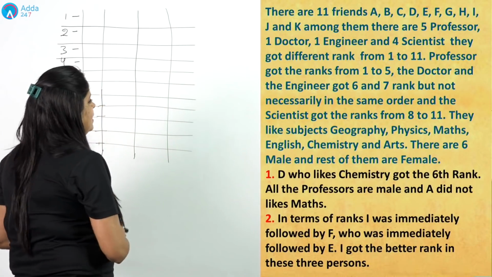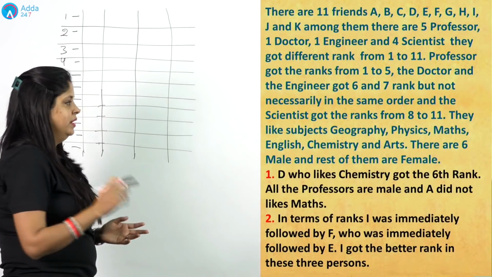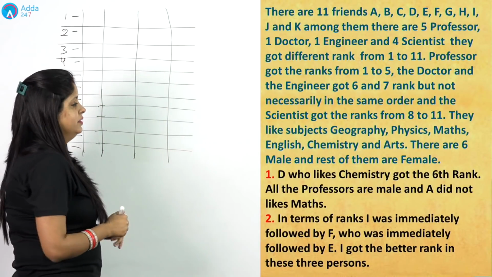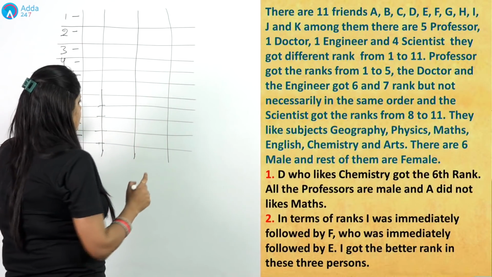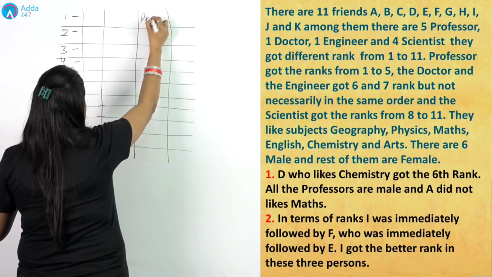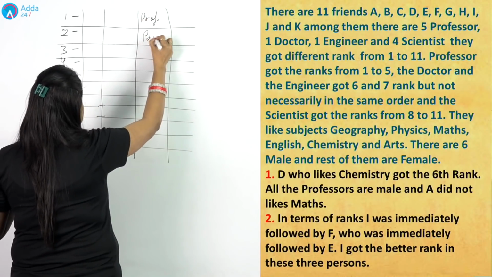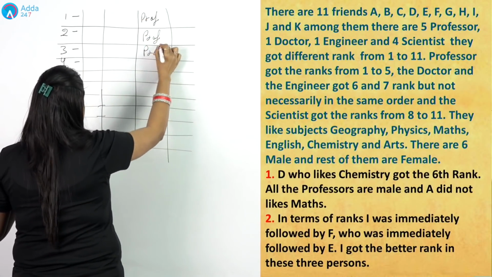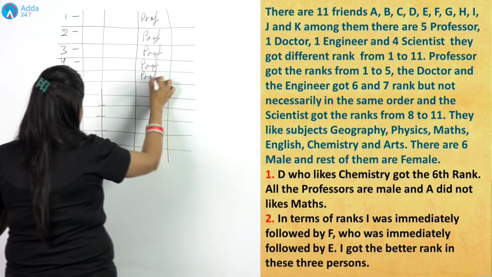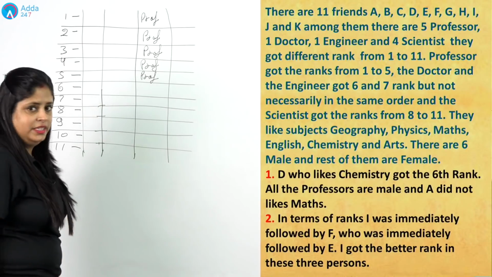So let's see that. There are 11 friends, okay. Among them 5 professors, and they got different ranks. Professors got the rank from 1 to 5. So, okay, one thing is clear, that professors are arranged from 1 to 5. So let's write it down. Professor, 1, 2, 3, 4th, and then 5th. Okay. Professors are arranged from 1 to 5.